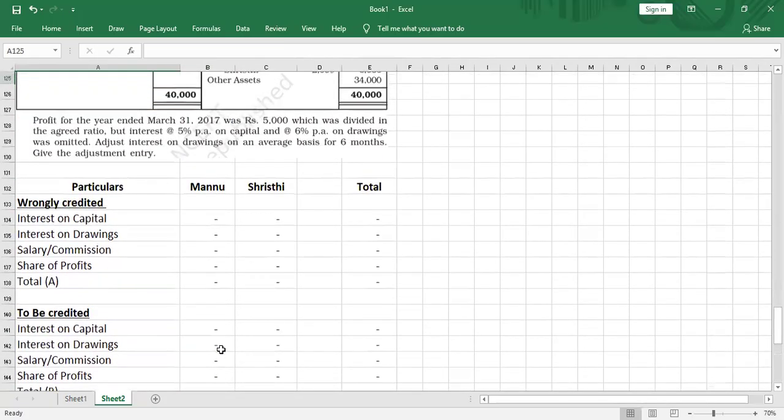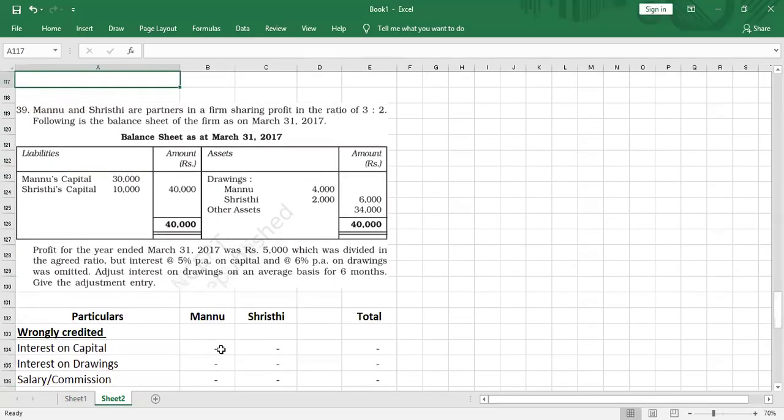So in this question, Manu and Shristi are partners in a firm sharing profits and losses in the ratio 3:2. Following is the balance sheet of the firm as on March 31, 2017. Manu's capital 30,000, Shristi's capital 10,000, 40,000. Drawings Manu 4,000, Shristi 2,000. Other assets happen to be 34,000.